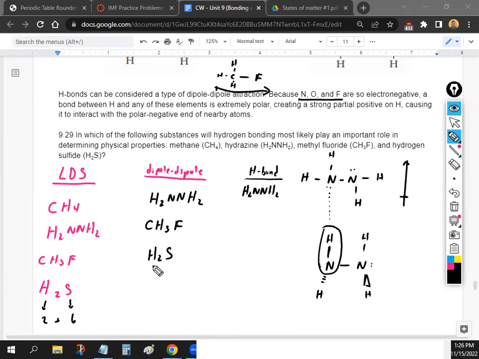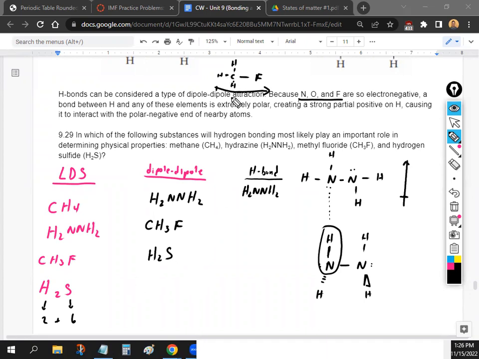So we can automatically kick this one out, right? H2S does not have a hydrogen bond because there's no nitrogen, oxygen, or fluorine. Okay. And this is the one that could be a little bit tricky. Does CH3F have a hydrogen bond? I want you guys to think about it.